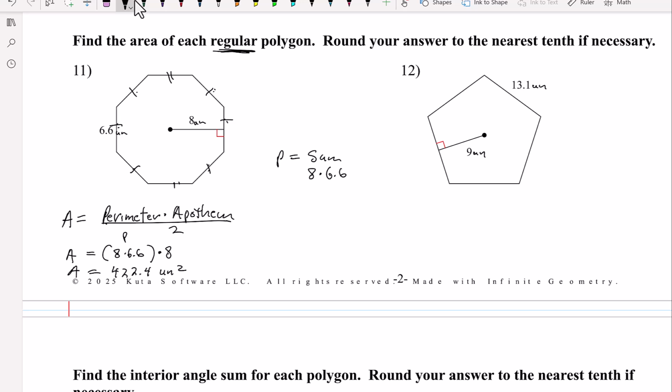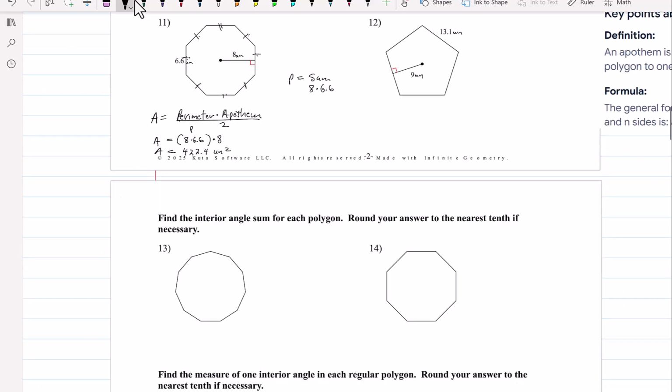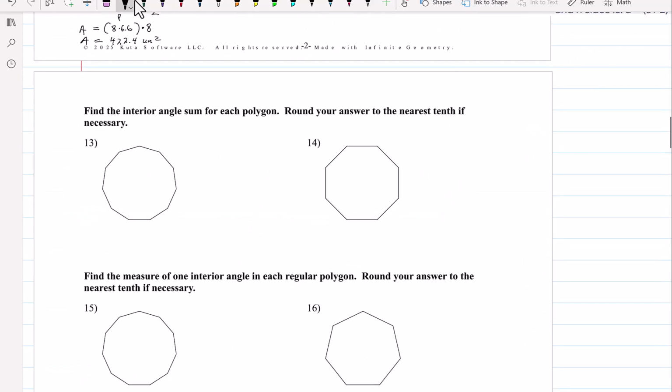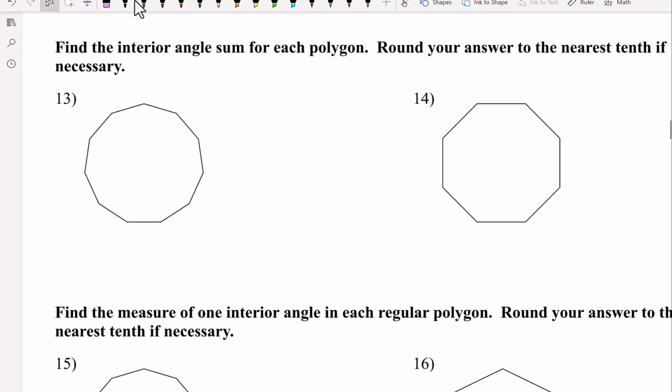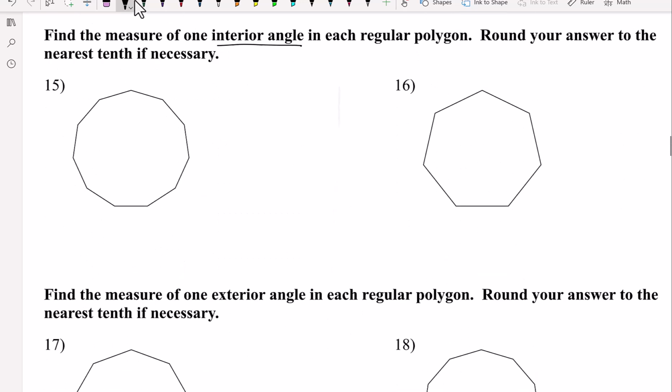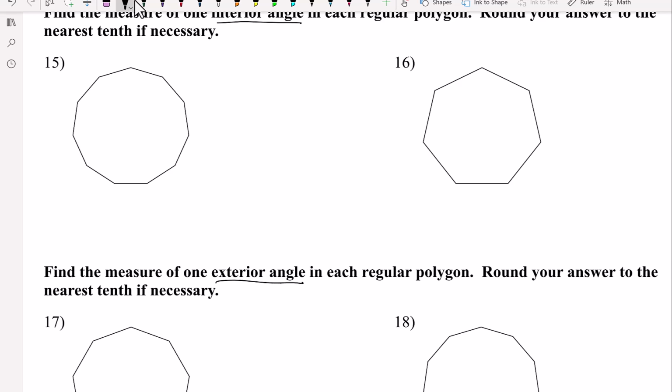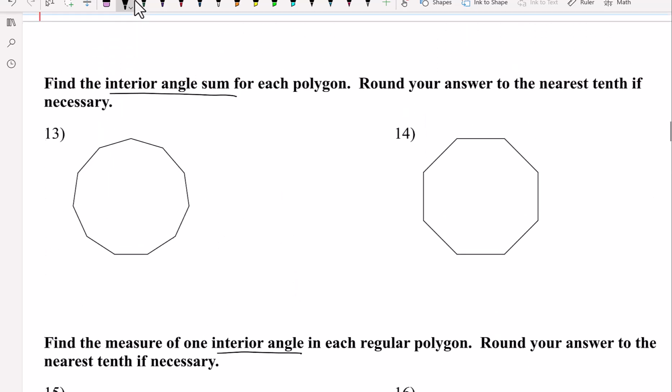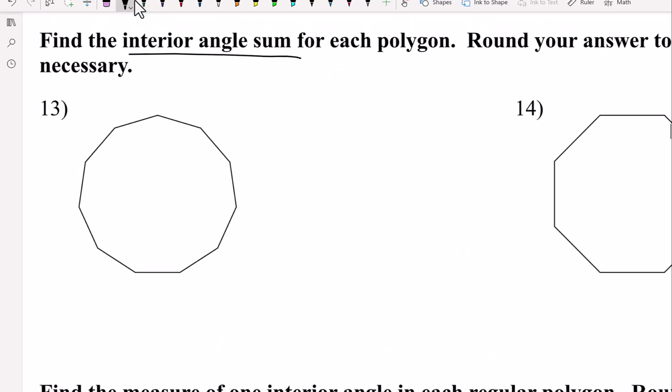Okay, I'm going to go ahead and go on to the next part. So there's the interior angle sum, the interior angle, the exterior angle, and then the exterior sum. I'm going to show you it all on one thing. So to find the measure of the interior sum.